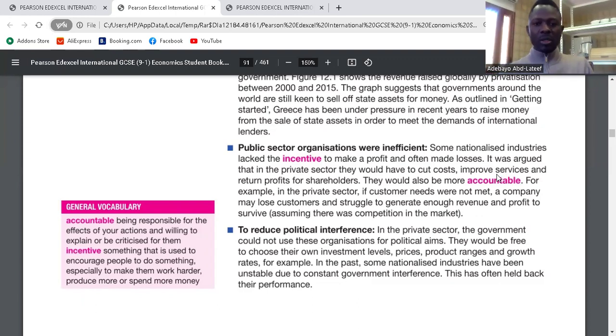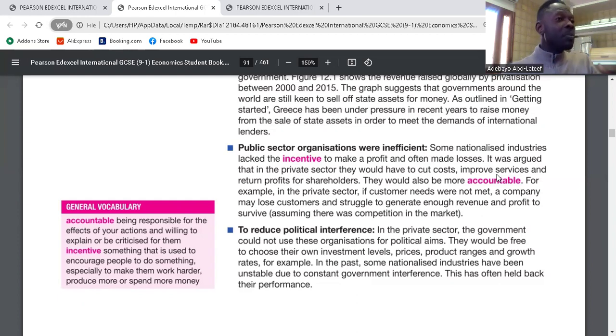The third one, to reduce political interference. The state or the economy is run by the government. And every now and then, there's always change in governance, yes or no? So if there's always change in governance, it means those that are in charge of the affairs of the country, of the parastatals, business properties, business companies, they will change too. So if a new president comes today, he or she would want to put those he or she can trust. Yes or no?